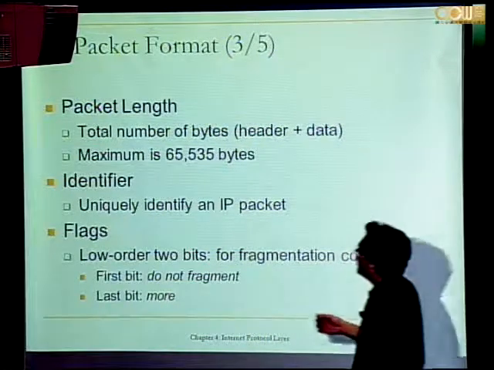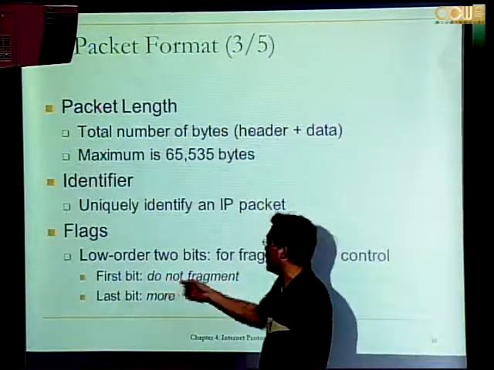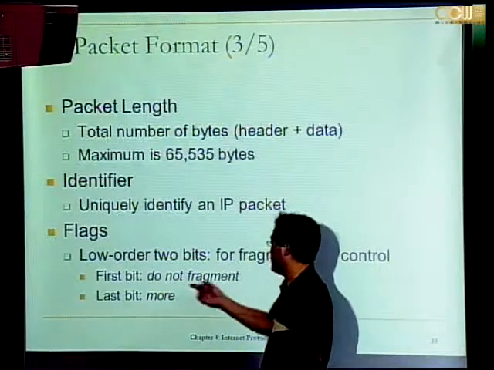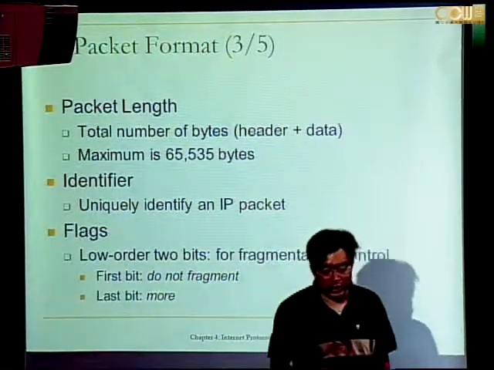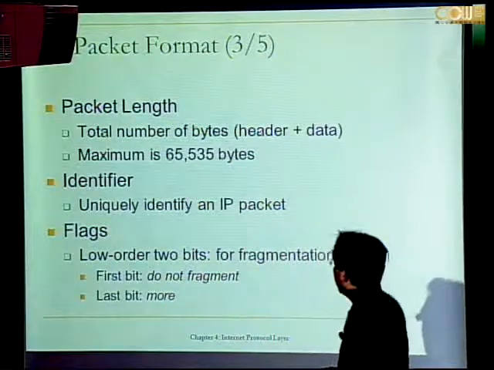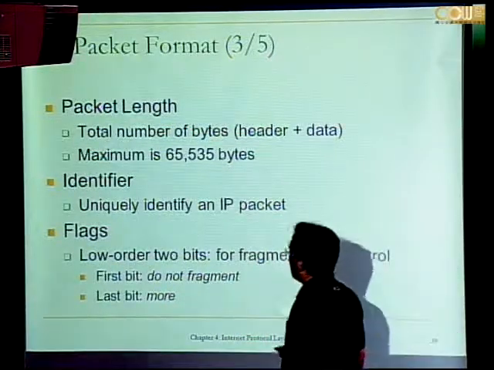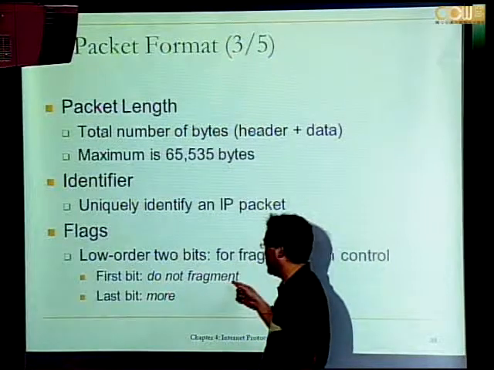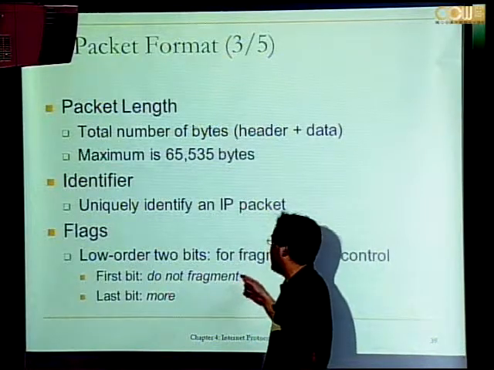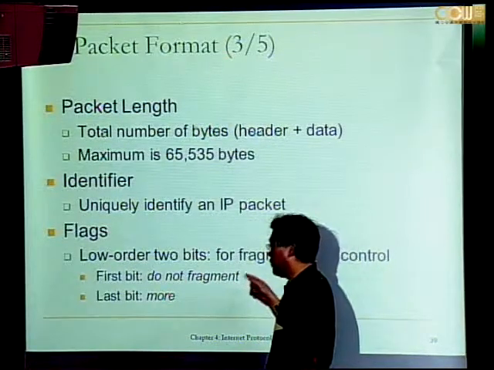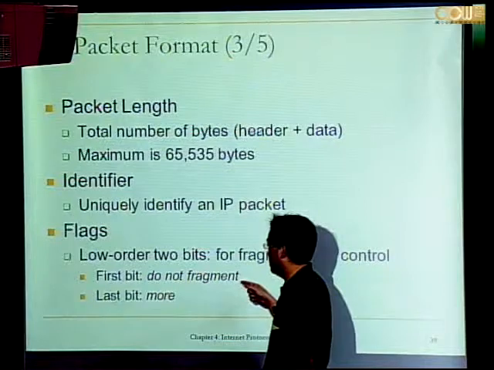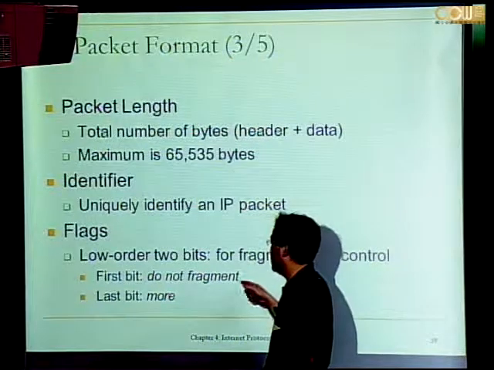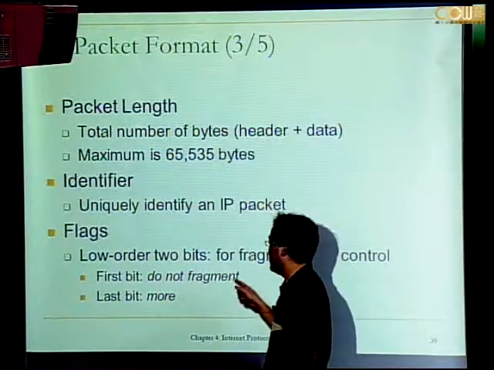So if this bit is on, meaning 1, it means that the router should not fragment this packet. The router or the host should not fragment this packet. If the MTU of the link layer is too small to pass this packet, then drop it. Don't fragment, just drop it. Okay, this is do not fragment.